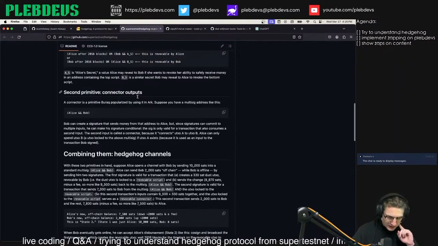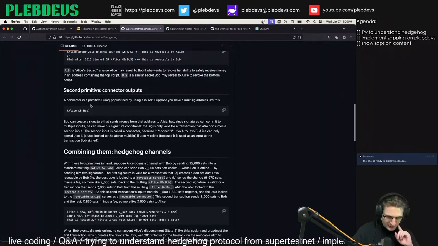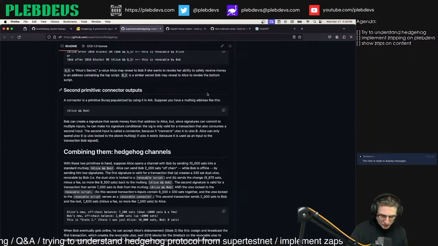So, okay, that makes sense. Connector outputs. A connector is a primitive Baroque popularized by using it in ARC. Suppose you have a multi-sig address like this. Shout out to Baroque.